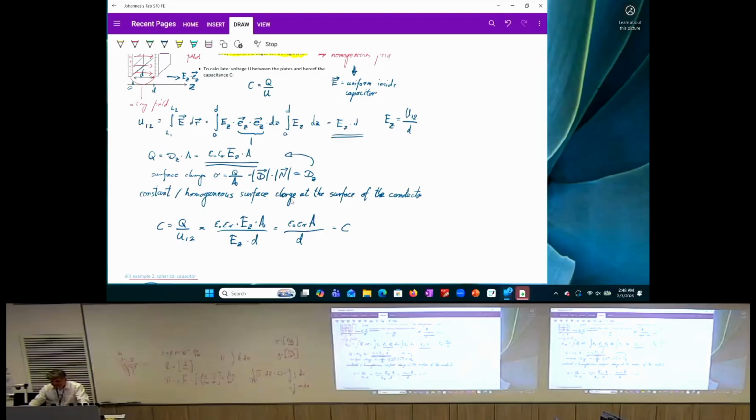So the capacitance is purely dependent on geometrical and parameter properties. And in this example, you see you can enhance or make the capacitance larger if you take an epsilon r, or relative epsilon r, which is larger.